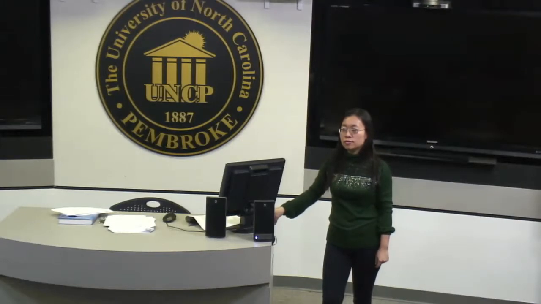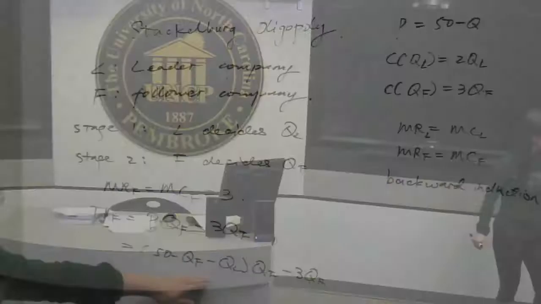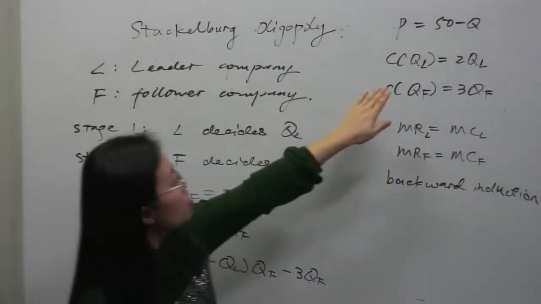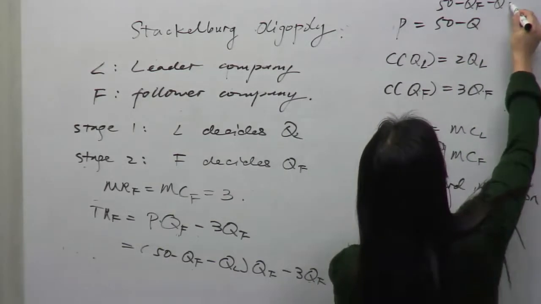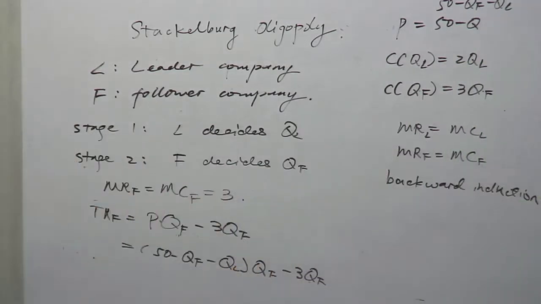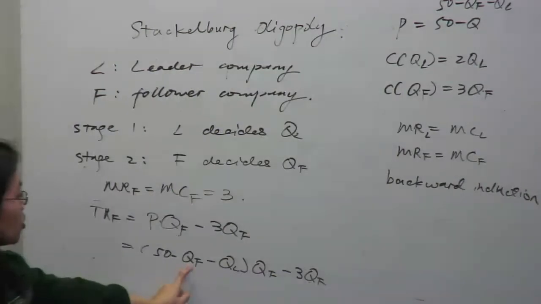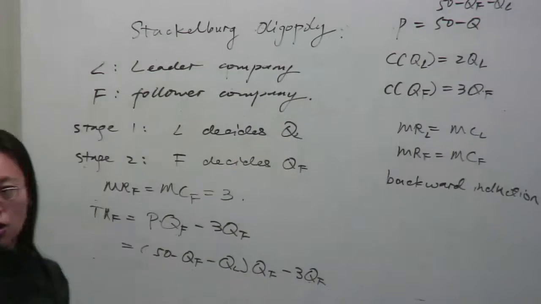Are you following me, Justin? Yeah, up to the part where you plug 50 minus Q in for the P, right? Okay, QF. This expression here is just P, because this is just equal to 50 minus QF minus QL, right? Why did I do that? Because I don't want Q there. I want to have QF variable and QL variable, because these are the two variables we're going to solve.